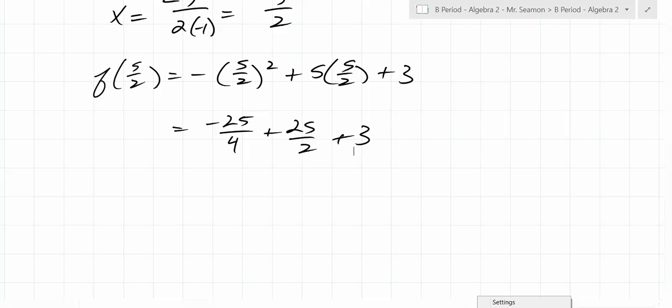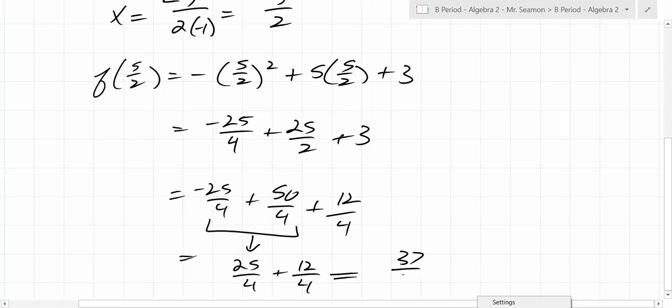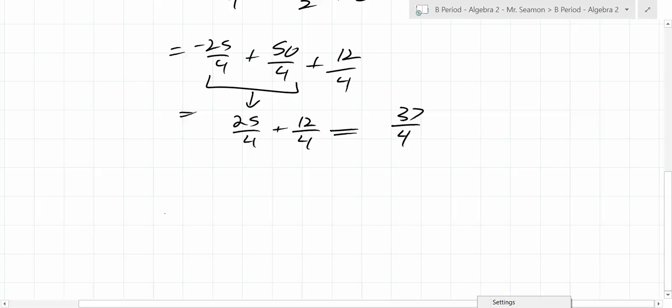We need what to add fractions? Yeah, so you have negative 25 over 4 plus 50 over 4 plus, how many fourths are in 3? 12 over 4. Add these together and you end up with 37 over 4. So what is the vertex, therefore? 5 over 2 comma 37 over 4. There's your vertex right there.